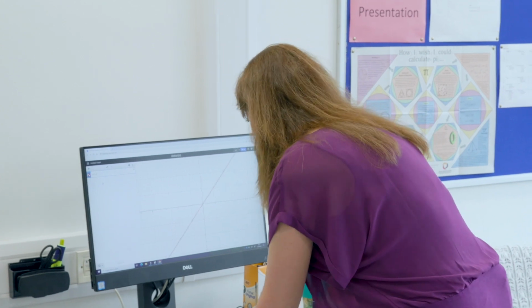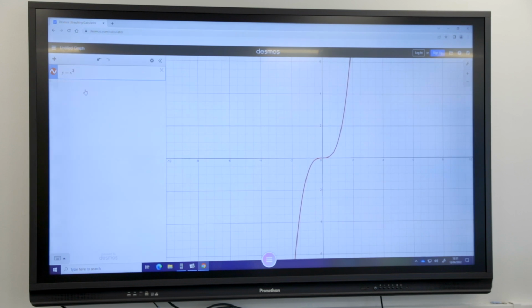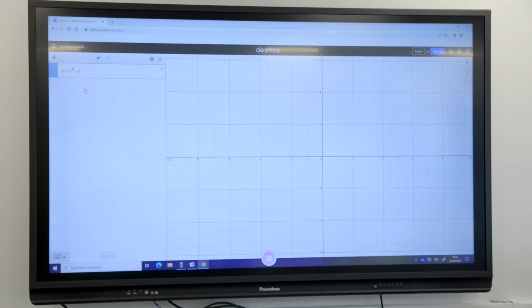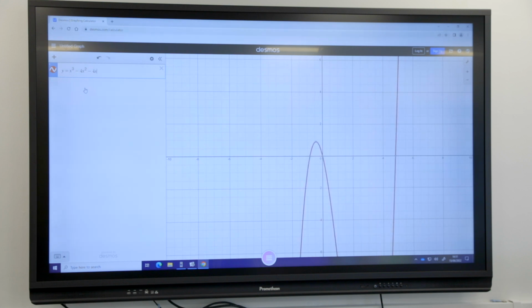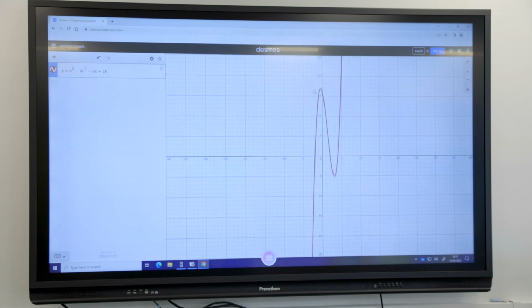So it's y equals x cubed minus 4x squared minus 4x and plus 16. And there we have our graph.